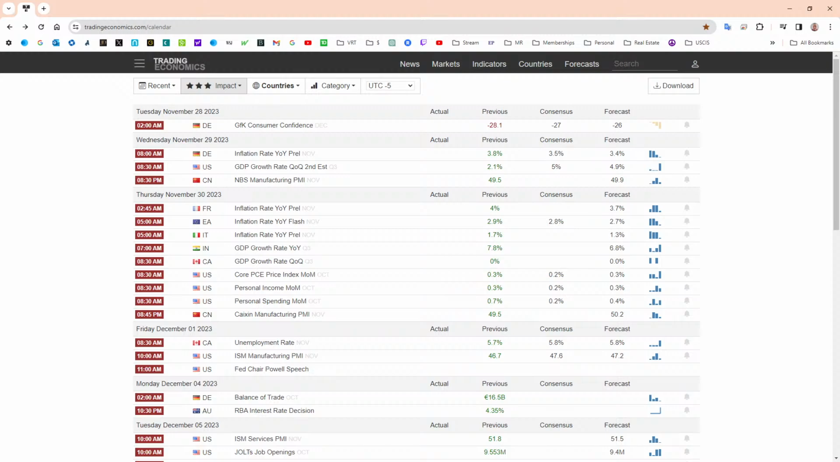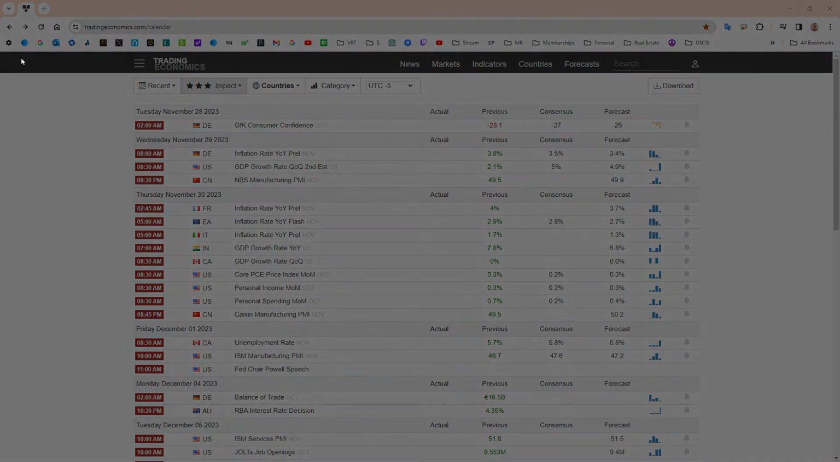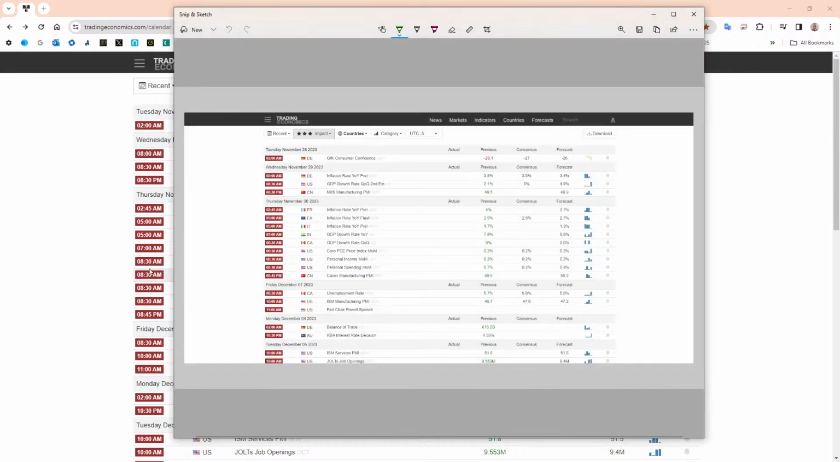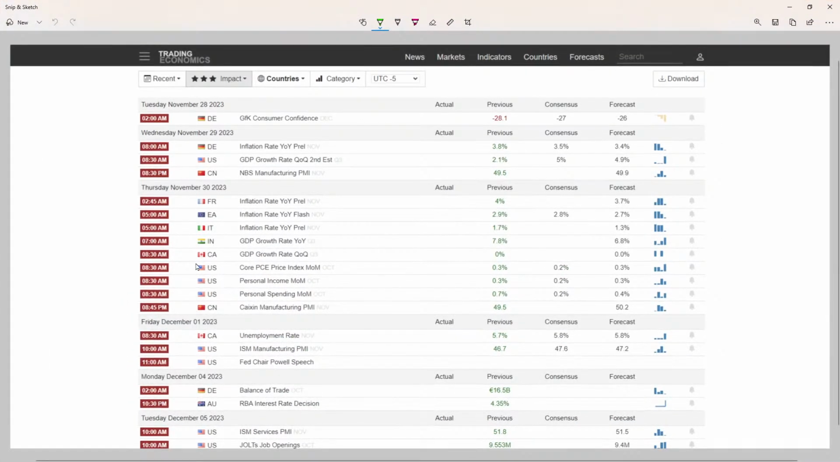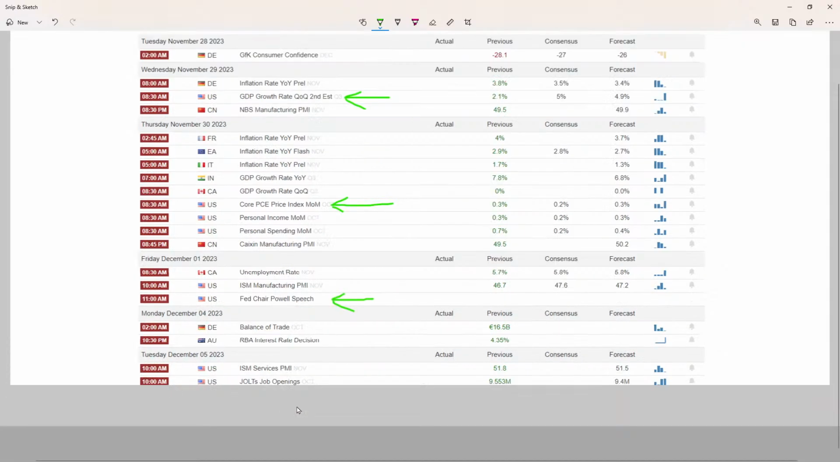Remember this. Let's take a screenshot of this too. This could be important here. Sometimes I don't see one calendar. PCE here, GDP here, unemployment rate, manufacturing PMI. Oh, look at this. Chairman Powell is speaking on Friday, 11 a.m. JOLTS next Tuesday, next week.